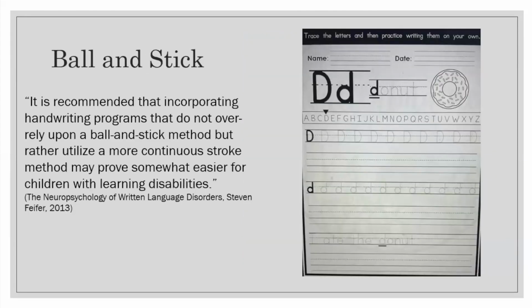This program is literally called Ball and Stick. The strokes are not continuous. Dr. Pfeiffer and most occupational therapists do not recommend this method. The letters are in alphabetical order rather than grouped by formation. The older Zaner-Bloser program used this approach, but they seem to have changed to using continuous strokes.